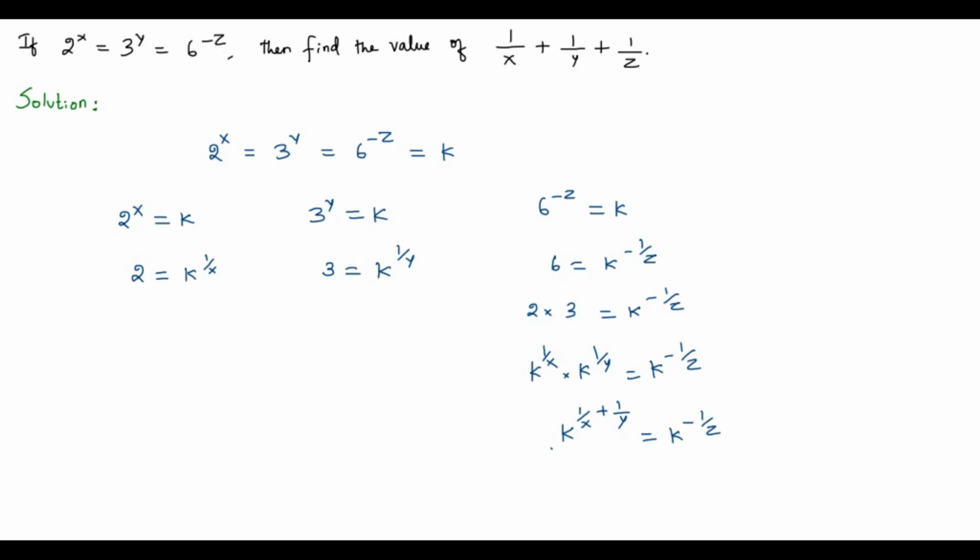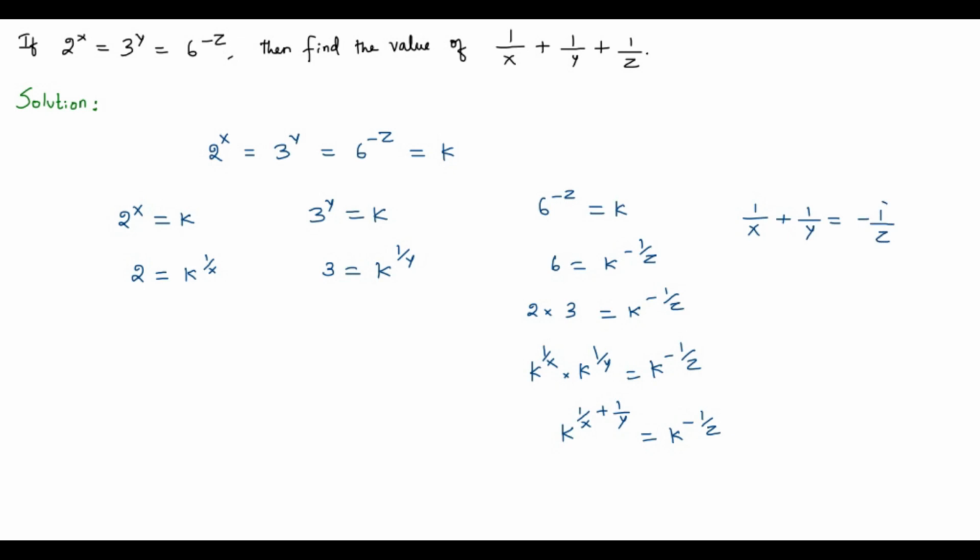Okay, in the next step what we can do is we can apply one of the laws of exponents. That is, if two terms are equal with the same base, we can equate the exponents. Here the base is k, here the base is k. So on both sides we have the same base, and both these two quantities are equal. So we can equate the exponents, 1 by x plus 1 by y and minus 1 by z. So we get 1 by x plus 1 by y is equal to minus 1 by z.